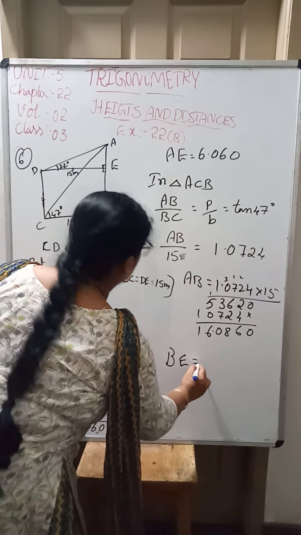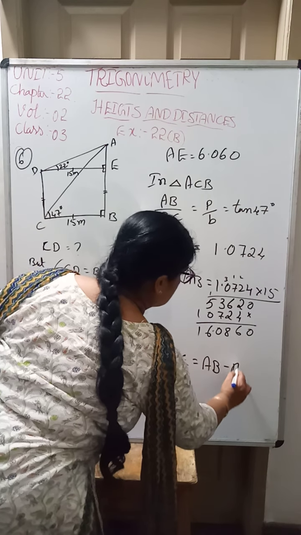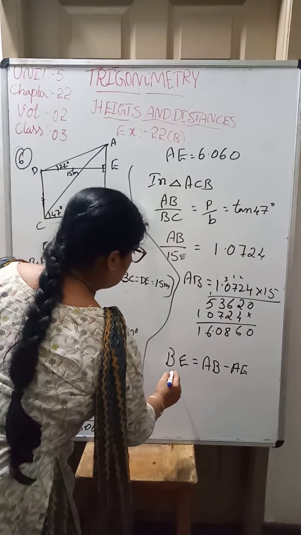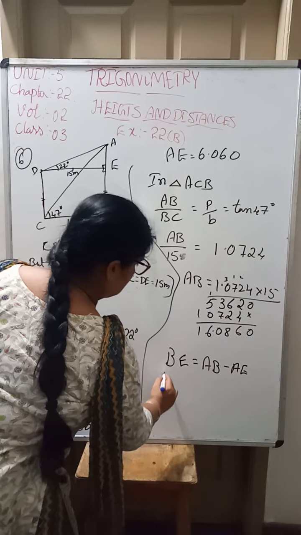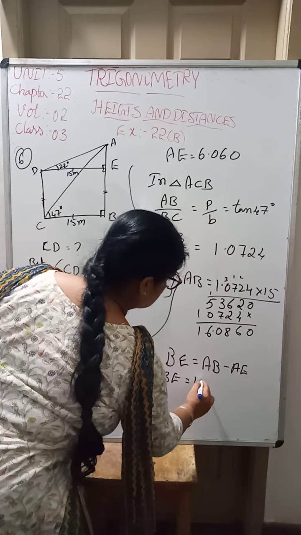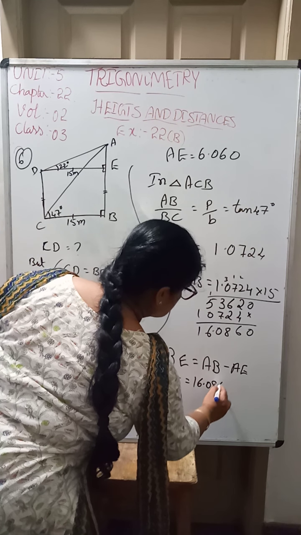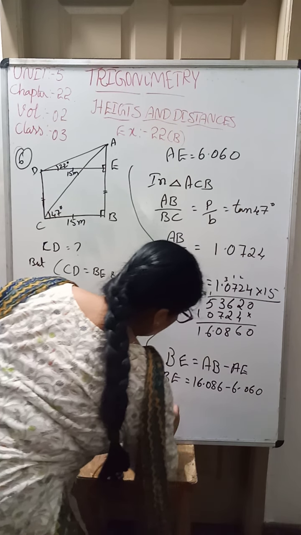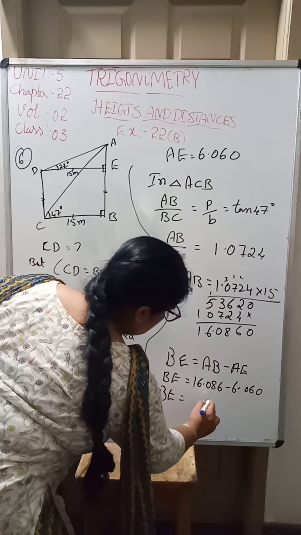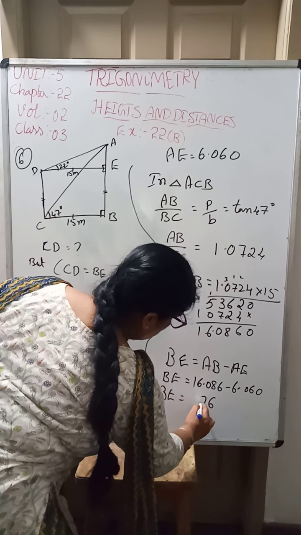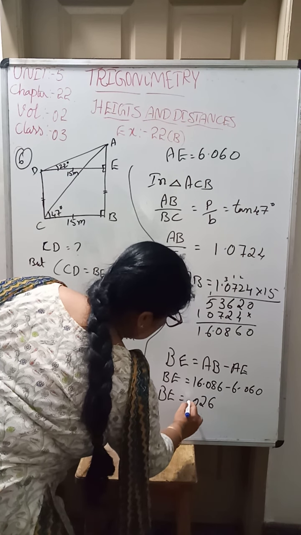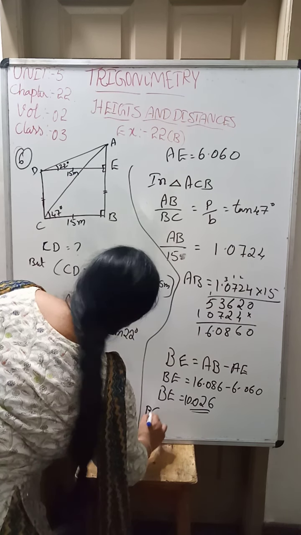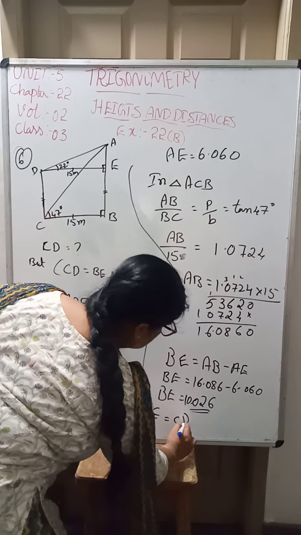BE is equal to AB minus AE. Then we will get BE is equal to 16.086 minus 6.060. Therefore, BE is equal to 10.026.